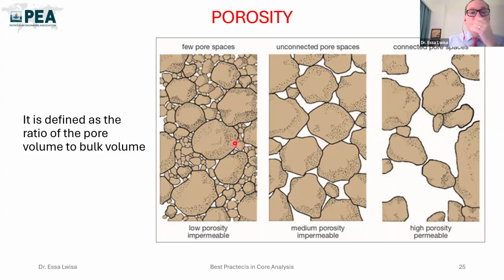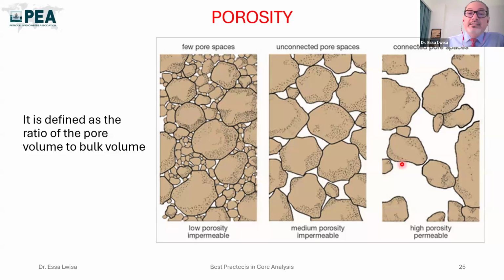And if you look at the third one to your left hand side, it is very low permeability. Why? As you can see here, I have only small pores, connected or not connected. They are still very small. The volume of those pores is very small. So here I have high porosity, high permeability, medium porosity, low permeability, and here I have low porosity, low permeability.